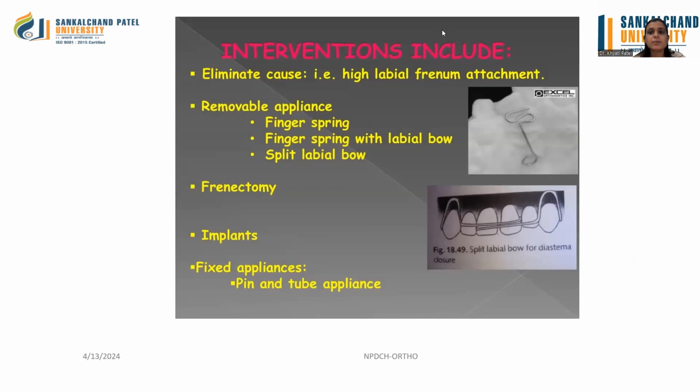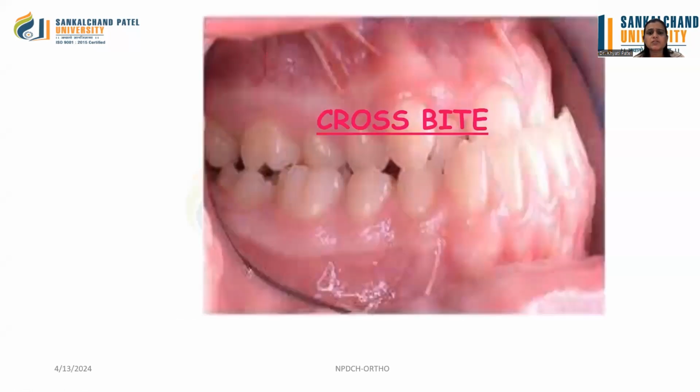Now removable appliances are commonly used. Sometimes we can treat with the finger spring with labial bow and the split labial bow. In high frenal attachment, the frenectomy is required. Then fixed appliances we can use. There is pin and tube, edgewise, all the appliances with the fixed orthodontic treatment we can treat the patient.